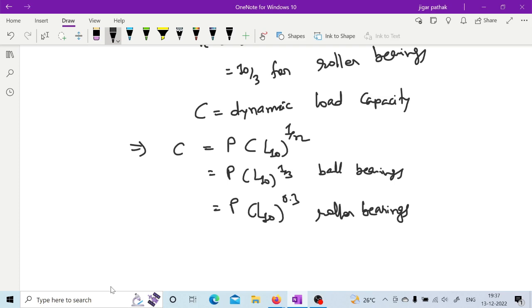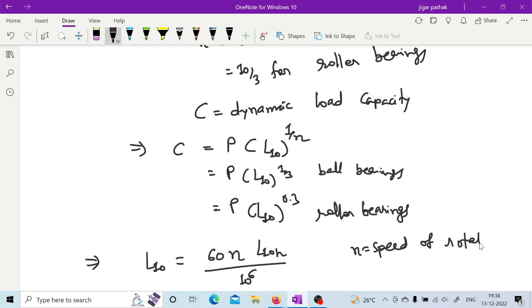Now, in relation to the rated bearing life in hours, there is one more relation: L10 into 10 raised to 6 equals 60 n into L10H. Here L10H is the rated bearing life in hours, and we divide by 10 raised to 6 because L10 is given in millions of revolutions. Here n is the speed of rotation in RPM.